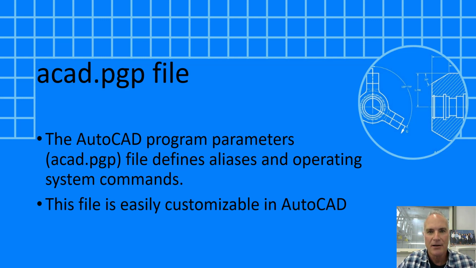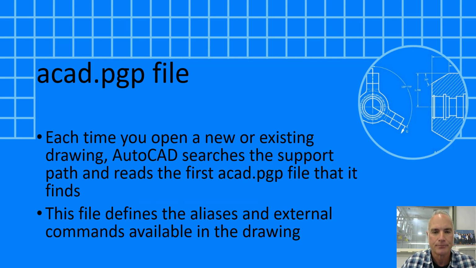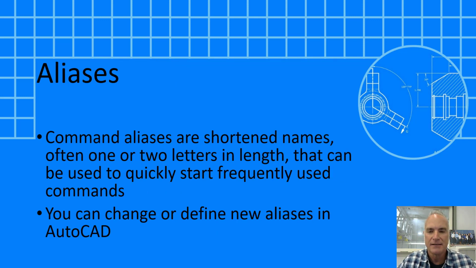First, a little bit about the AutoCAD.pgp file. The AutoCAD PGP file, program parameters file, defines the aliases and operating system commands. It's easily customizable in AutoCAD. Aliases are those shortened command names, often 1 or 2 letters in length, that you use to access a command. So rather than having to type the long command in, you can simply type in 1 or 2 letters and access the command. The most common ones are things like L for line, E for erase, and so on. But you can make any alias for any command that you'd like.